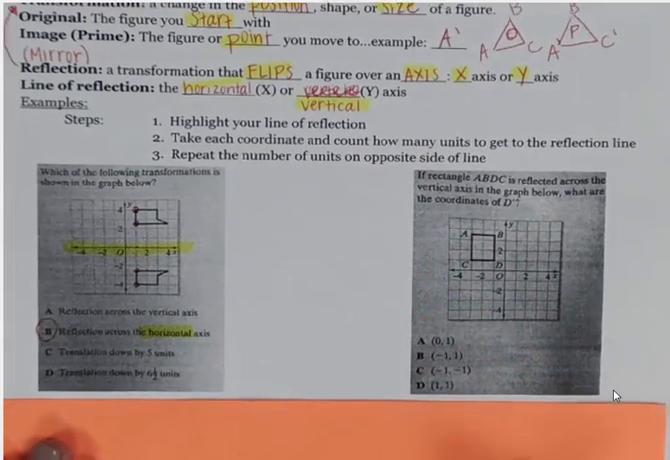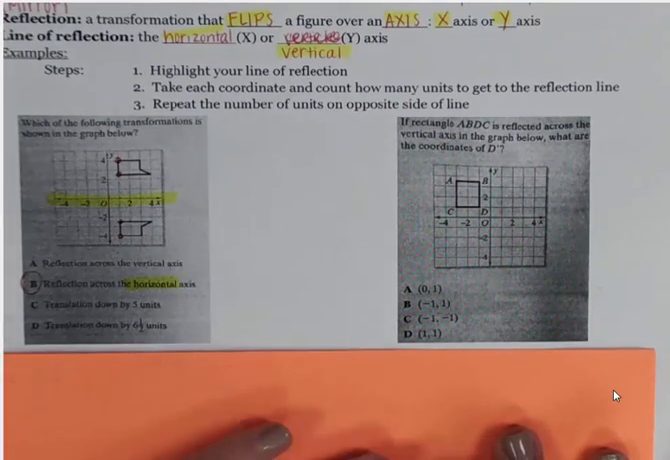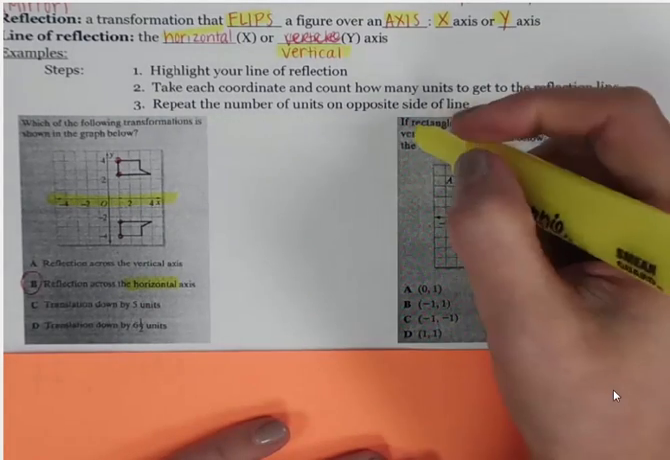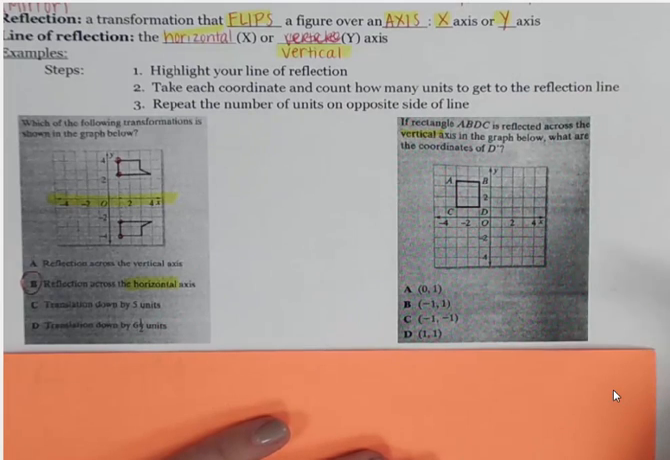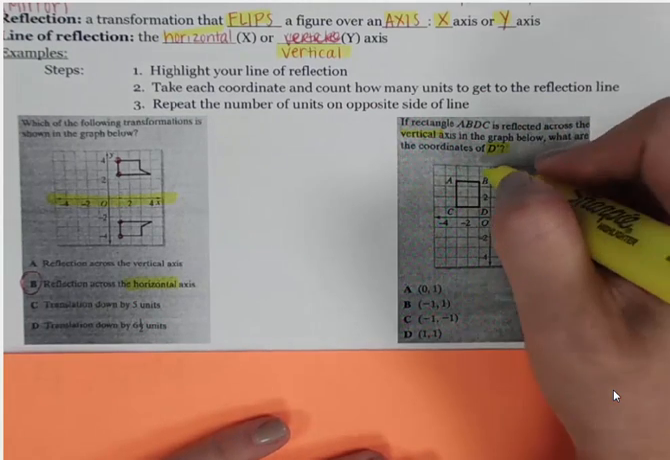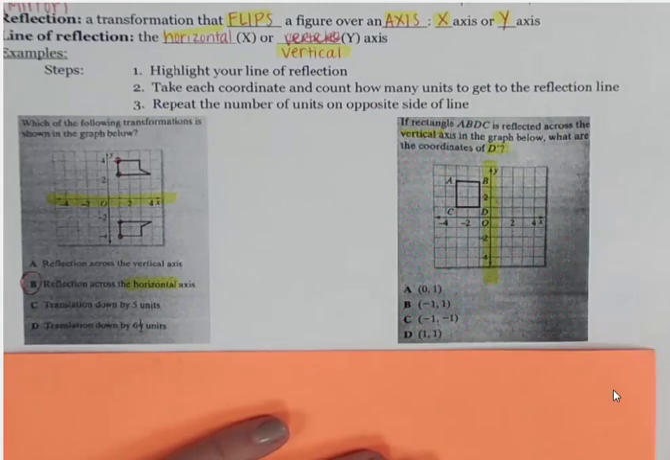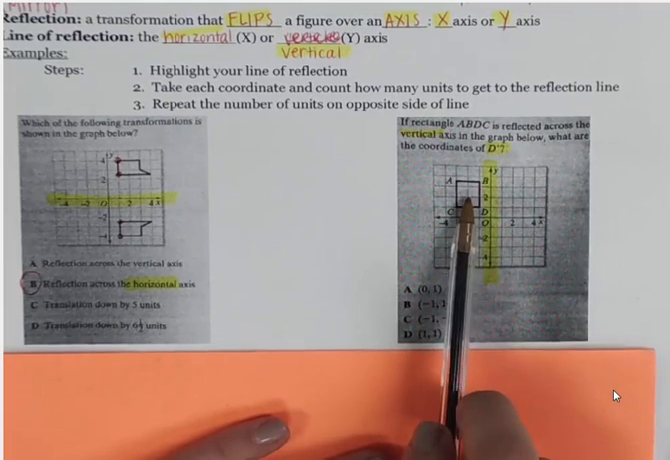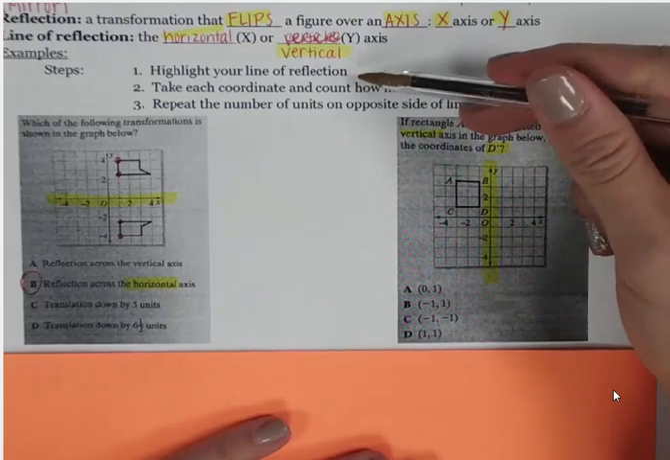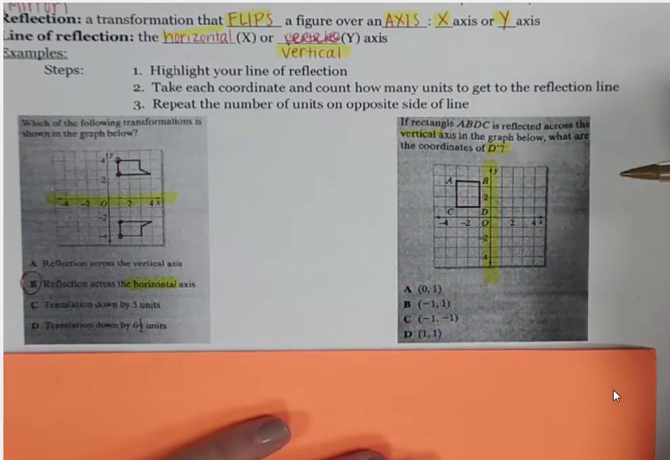Alright, this next question says, if rectangle ABCD is reflected across the vertical axis in the graph below, what are the coordinates of D prime? That little apostrophe, don't forget, means D prime. So I have a vertical axis. Vertical, I know goes up and down, so I'm going to highlight my vertical. I also know my vertical is my y-axis. So I know that this figure is going to have to be flipped over this side. So I did step 1. Step 2 says take each coordinate and count how many units to get to the reflection line.